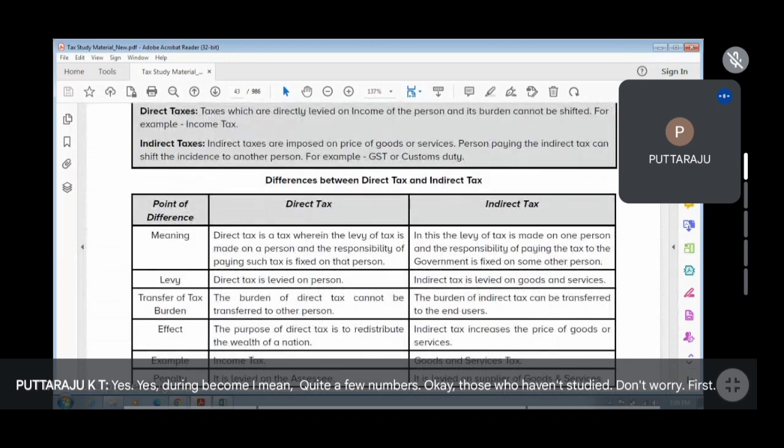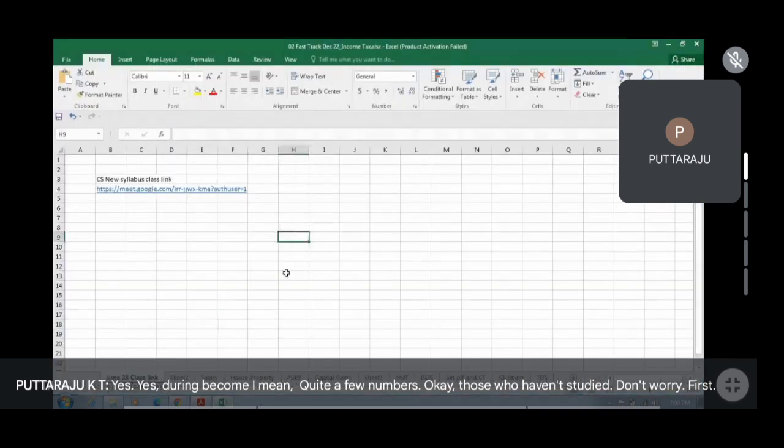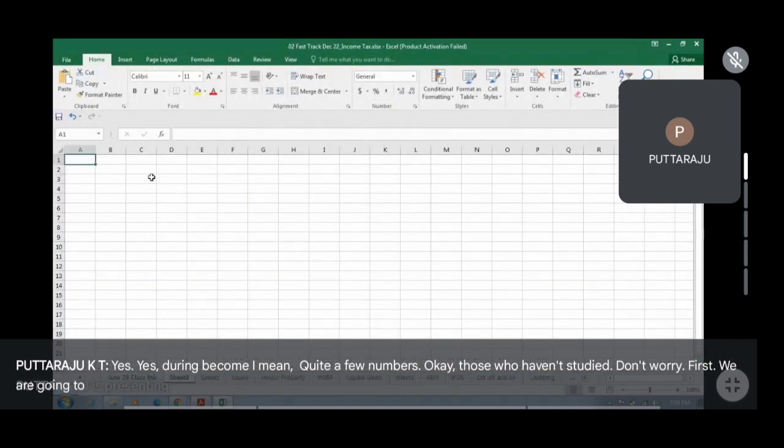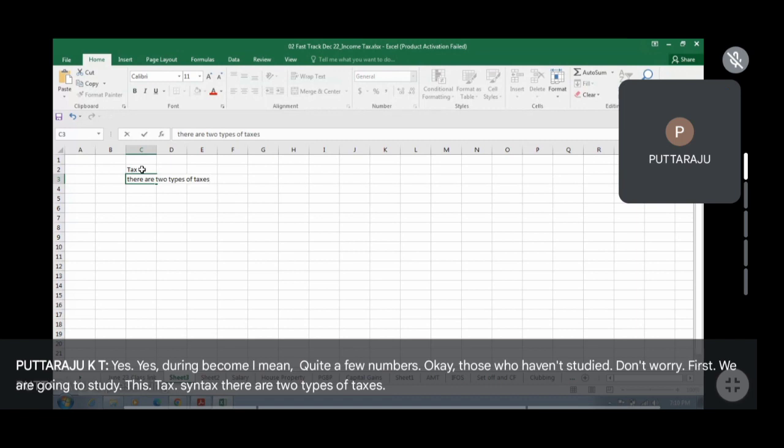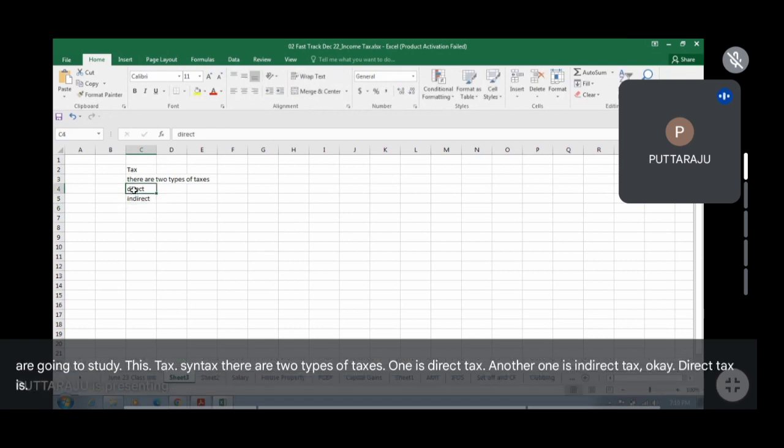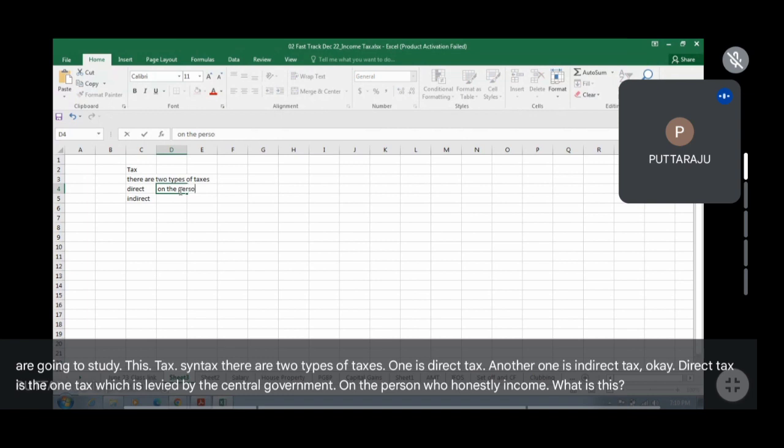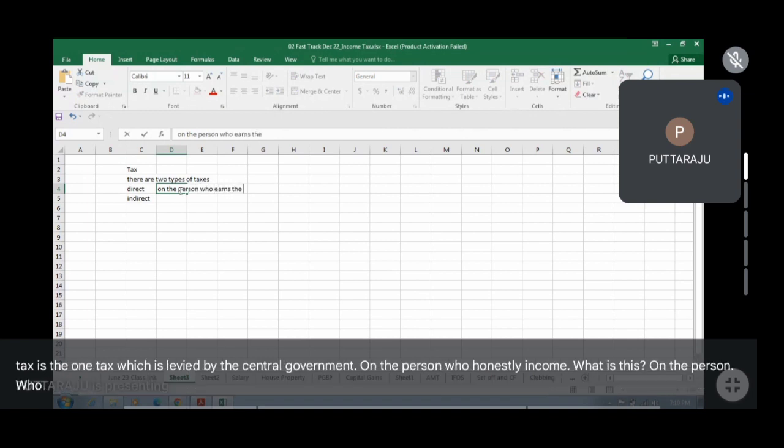Okay, first, we are going to study tax. In tax, there are two types of taxes. One is direct tax, another one is indirect tax. Direct tax is the tax which is levied by the central government on the person who earns the income. What is this? On the person who earns the income.